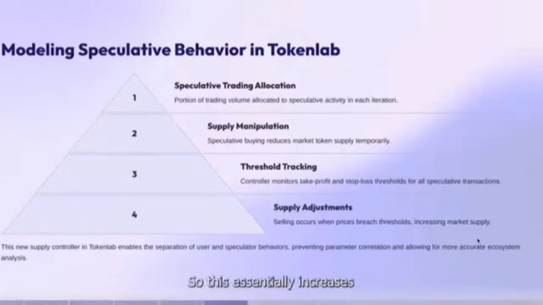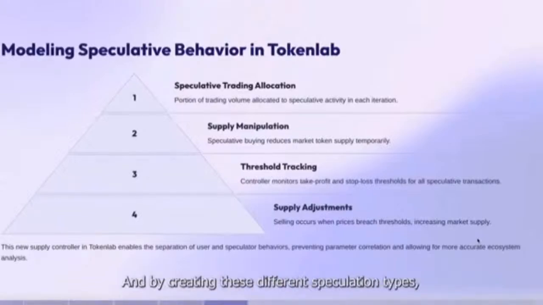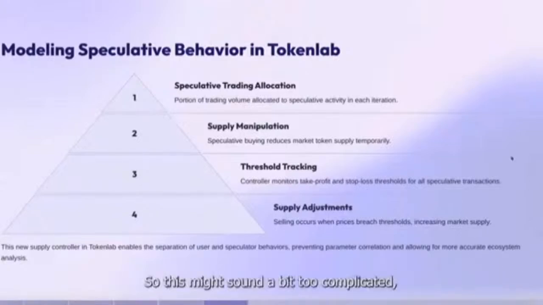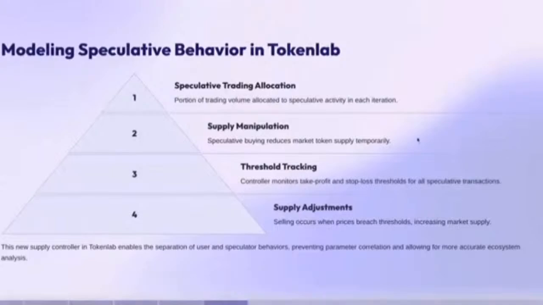This essentially increases the complexity of the price dynamics because these agents remove tokens from circulation or add tokens to circulation. By creating these different speculation types, we can see how the price dynamics are affected. This might sound a bit too complicated, but you're going to see why we did this in a second.